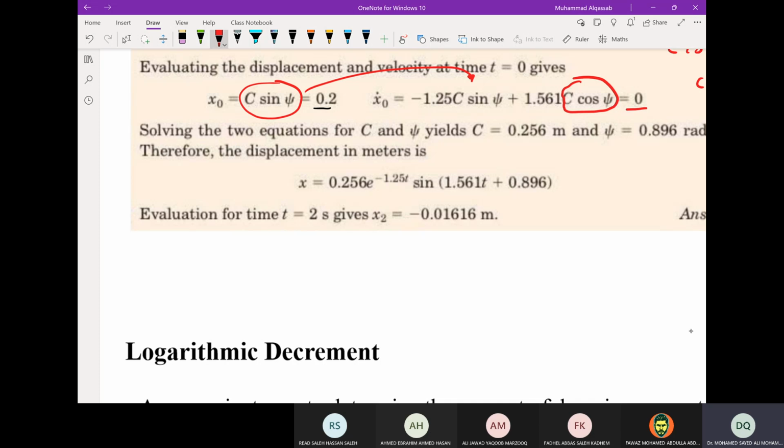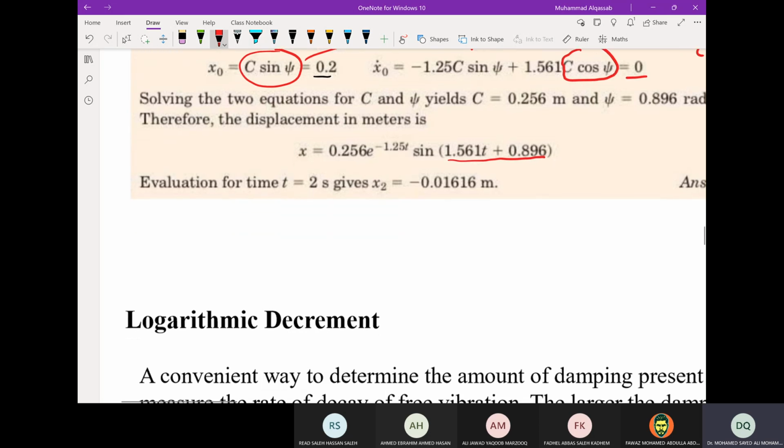Try this yourself to get experience, because you need to substitute. This should be all in radian, and your calculator has to be on the radian mode, or you use Excel. Excel by default is radian. This angle should be in radian. The typical response for this equation will start from 0.2, and it will oscillate.